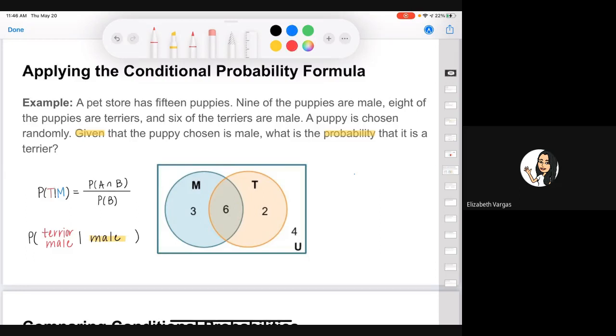Terrier. I'm going to go ahead and substitute these things in so we can work with them. Male, male. So basically, I'm replacing those A's and B's given what I just wrote down as my conditional statement. Okay, so there we go. Now I have this equation, which will help me find my conditional probability.